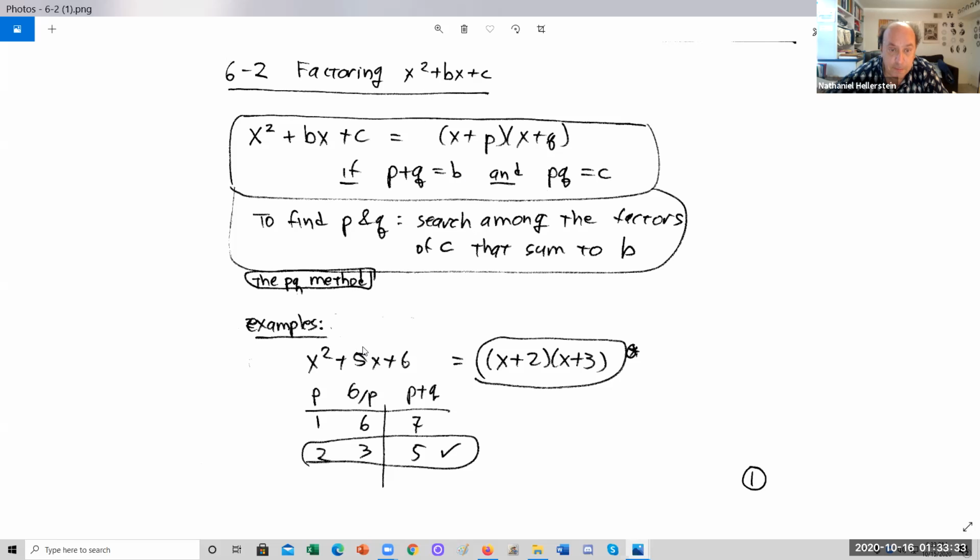So, for example, x squared plus 5x plus 6. Whatever p is, q has to be 6 divided by p, and then we look at their sum. So we try various values of p. If p is 1, then 6 over p is 6, they sum to 7, no good. If p is 2, then 6 over p is 3, and they sum to 5, and that's good. So we'll use x plus 2 times x plus 3.